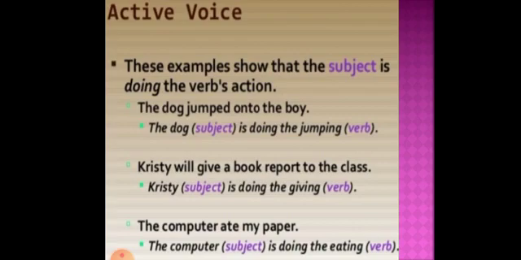The dog jumped onto the boy. The dog, subject, is doing the jumping, verb. Christy will give a book report to the class. Christy, subject, is doing the giving, verb. The computer ate my paper. The computer, subject, is doing the eating, verb.